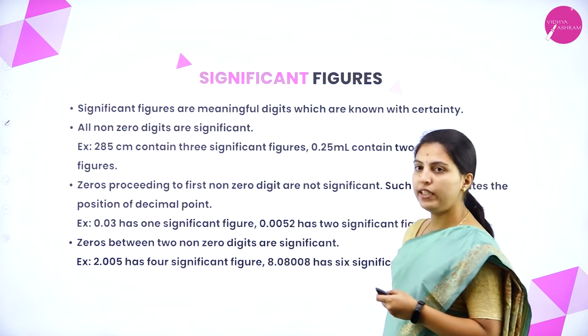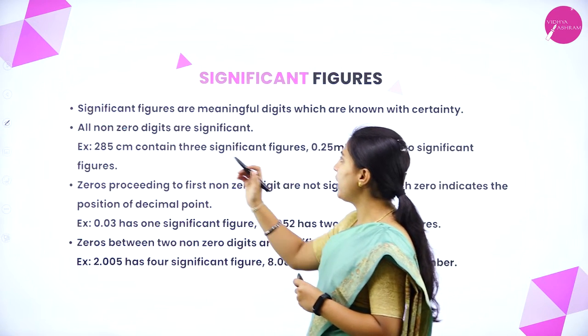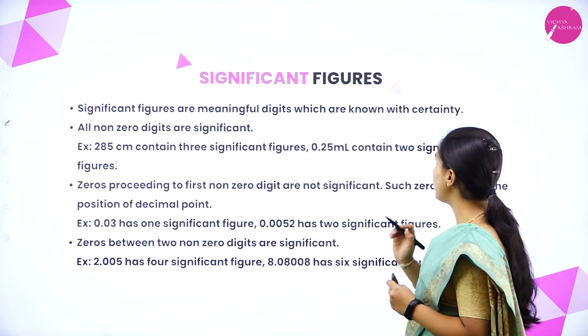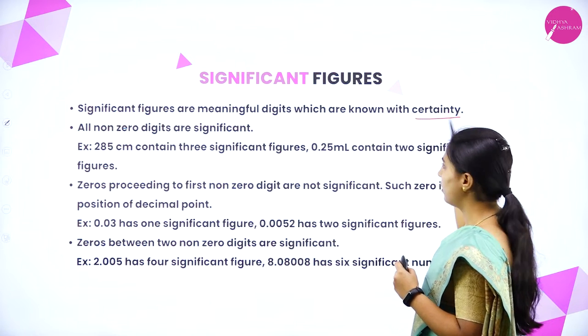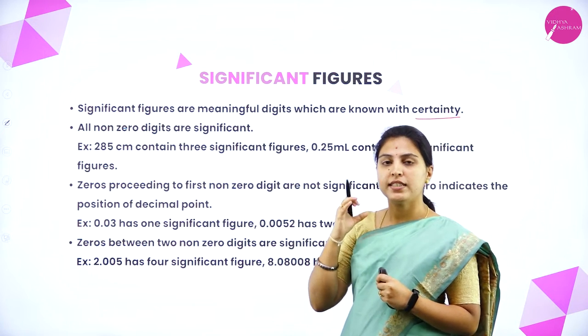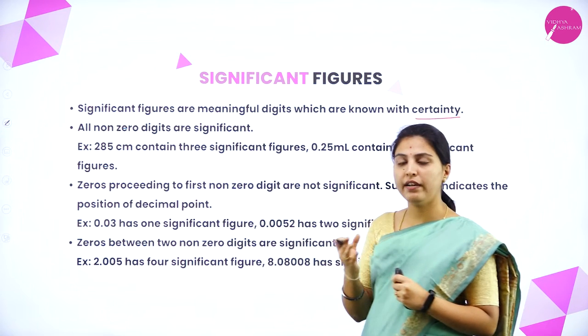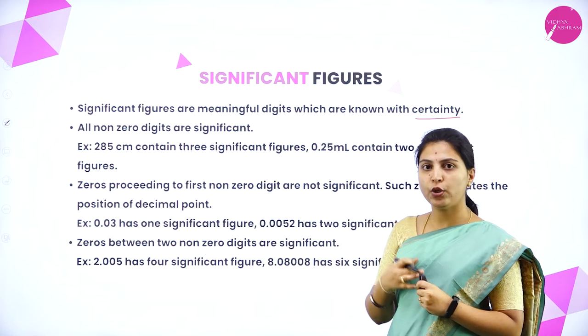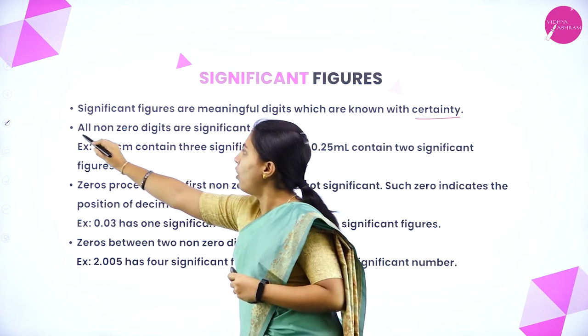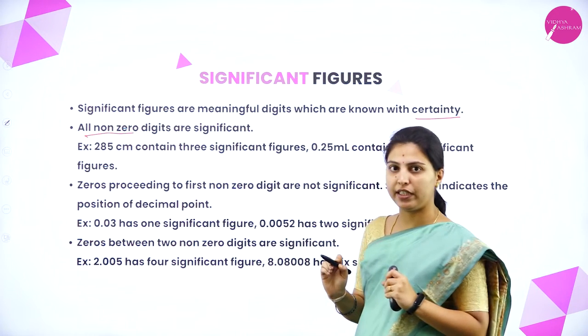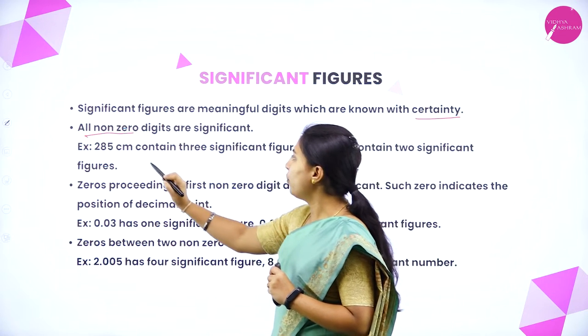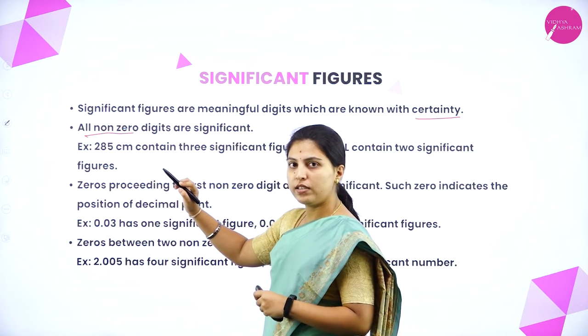Next, significant figures. Significant figures are meaningful digits which are known with certainty. There are certain rules for writing them, and you have to follow those rules. All non-zero digits are significant. Okay, 285. This is not a zero number.